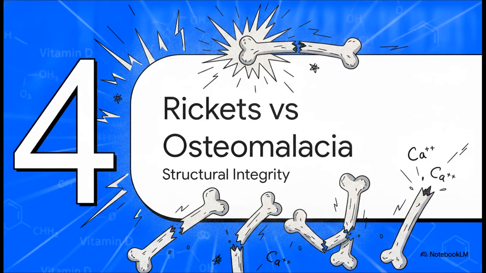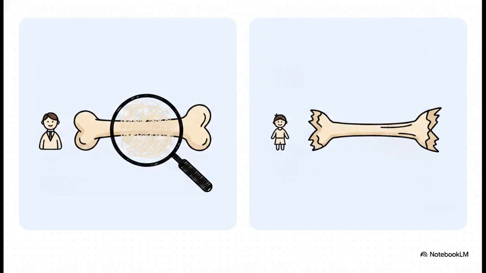Section 4. Rickets versus osteomalacia. Structural integrity. If these deficiencies go untreated for too long, our skeletal foundation literally gives way. So the crucial point is understanding how this failure manifests depending entirely on a patient's age. On one hand, we have osteomalacia. This is the decreased or defective mineralization of newly formed bone at sites of bone turnover. This happens in adults whose bones have already completely finished growing.